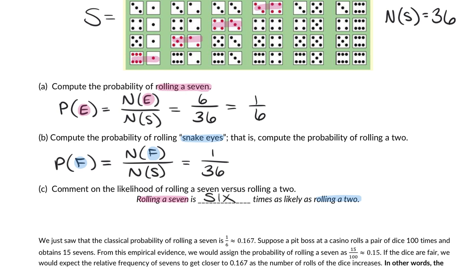It's 6 times as likely. What would you have to multiply it by? To get 1/36 into 6/36, you'd have to multiply it by 6. So it's 6 times as likely that you'll roll a 7 than if you'll roll a 2.